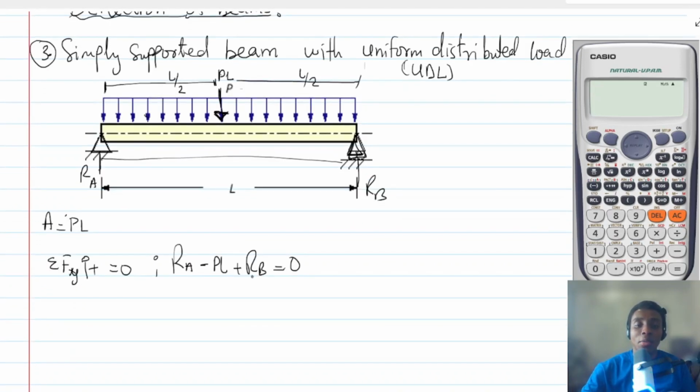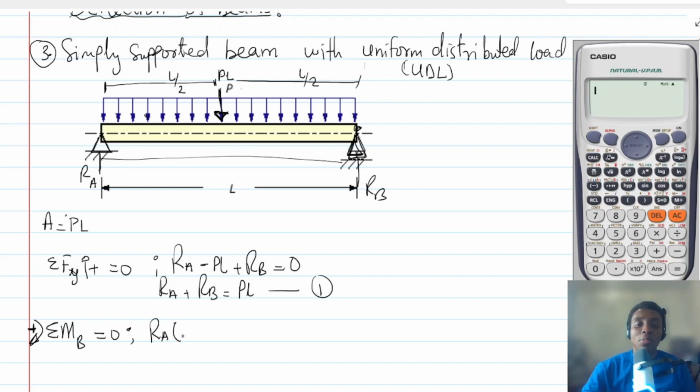Right now we are done with this part. We can say that RA plus RB should be equal to PL. Okay, let's call this equation 1, and then we are going to sum moment about, let's say, point B. Clockwise is positive, should be 0. So we are summing moment about this point B. So what is the moment of RA? It's going to be clockwise. RA will be clockwise.